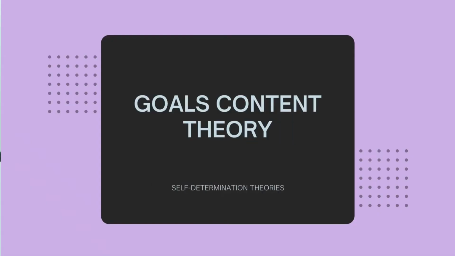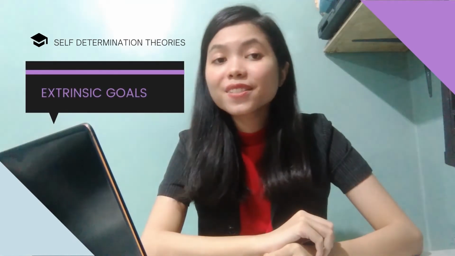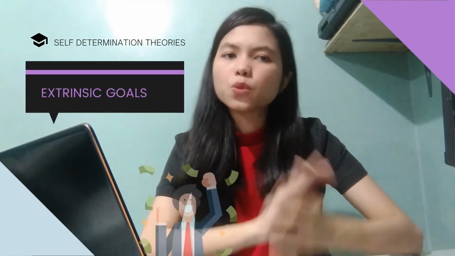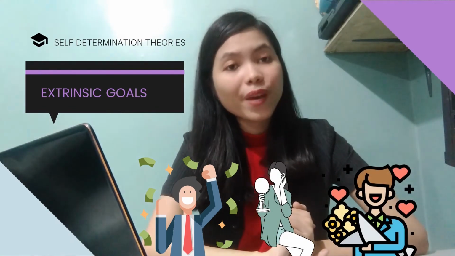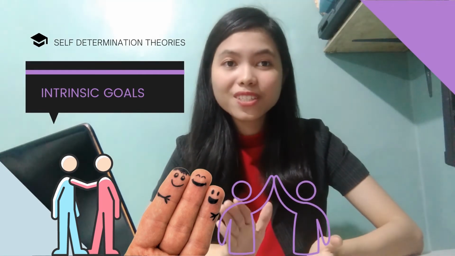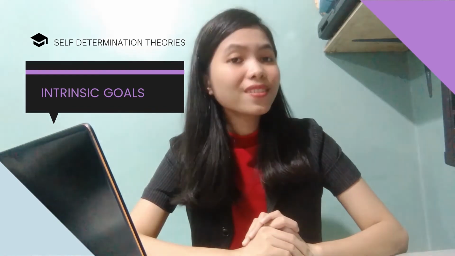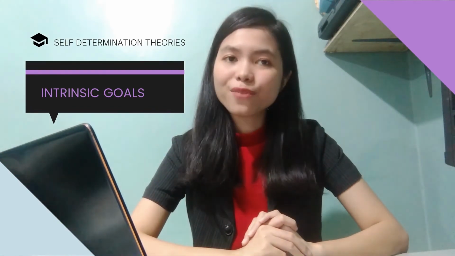Now we're getting closer. Our 5th mini-theory is the goals content theory. It looks at the difference between extrinsic and intrinsic goals. Extrinsic goals are seen as goals that are outward-looking, such as wealth, looks, and adoration. When we say intrinsic goals, these are seen as inward-looking, such as a sense of community, connectedness, personal relationships, and personal development. The theory posits that intrinsic goals will usually lead to a greater self-esteem, well-being, and personal wellness.